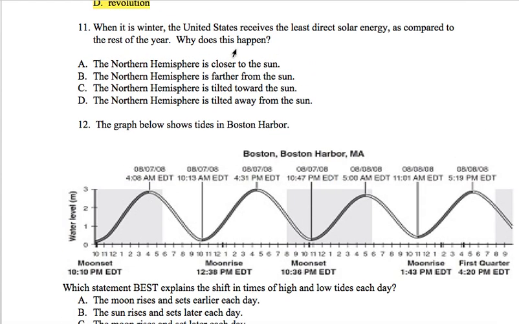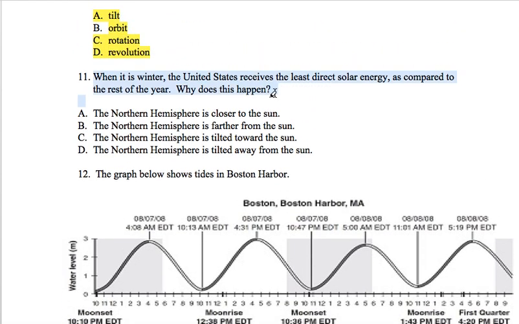Number 11. When it is winter, the United States receives the least direct solar energy as compared to the rest of the year. Why does this happen? A. The northern hemisphere is closer to the sun. B. The northern hemisphere is farther from the sun. C. The northern hemisphere is tilted toward the sun. D. The northern hemisphere is tilted away from the sun.